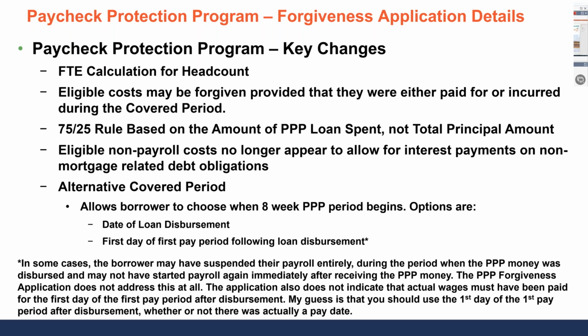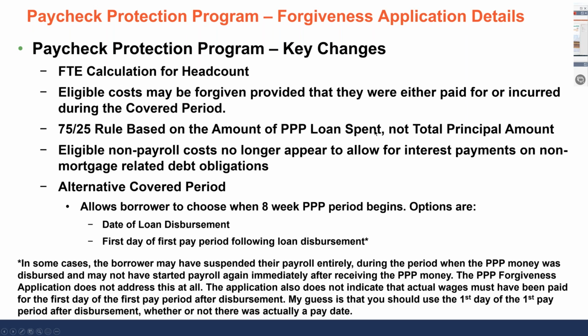Everything associated with the payment of interest payments is clearly defined within the application as related to mortgage interest and/or lease payments, but not interest payments on non-mortgage related debt obligations. So paying off the interest on your credit card, paying off the interest on a note, those things do not appear to be forgivable as far as the spend of your PPP money goes.